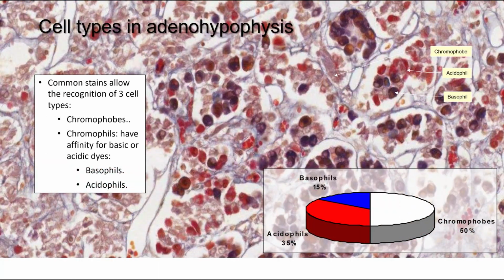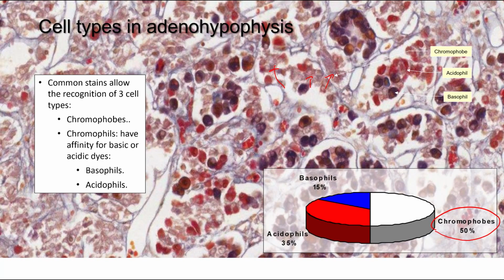If you look at this stain with a higher magnification, you can differentiate 3 types of cells. This is a conventional stain, not an immunohistochemical stain. So although we have 5 types of cells, we can only see here 3 types of cells. On the basis of staining properties, some of these cells do not take the stain, so they are called chromophobes, and you can see here that they are not stained.